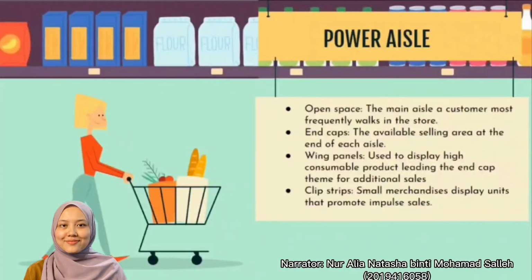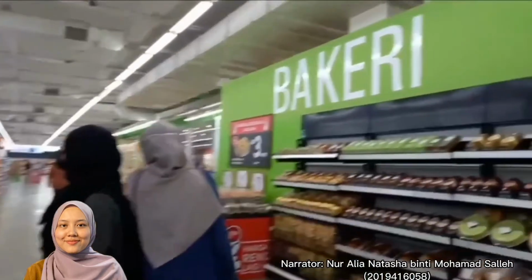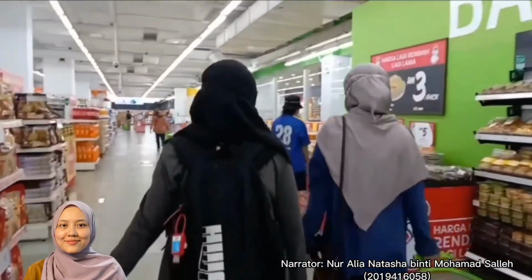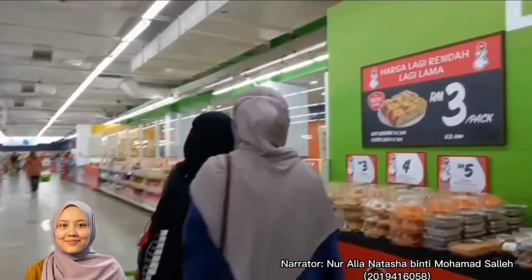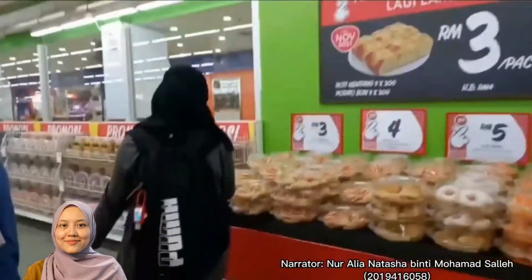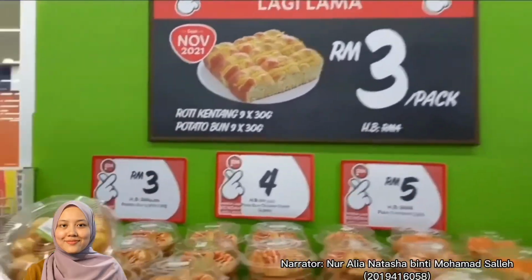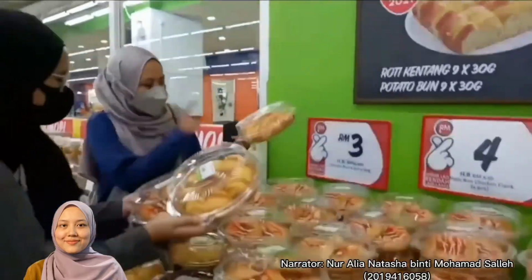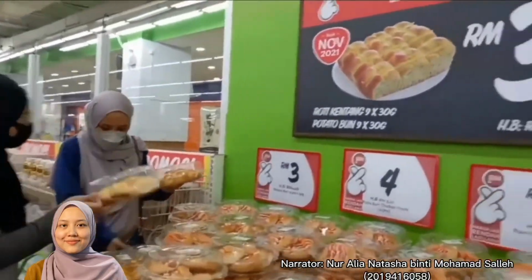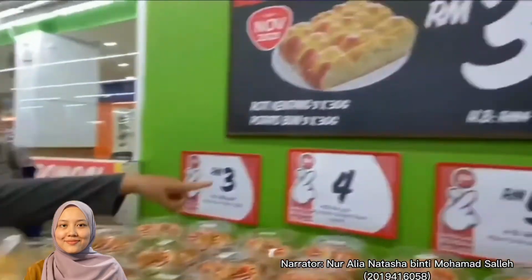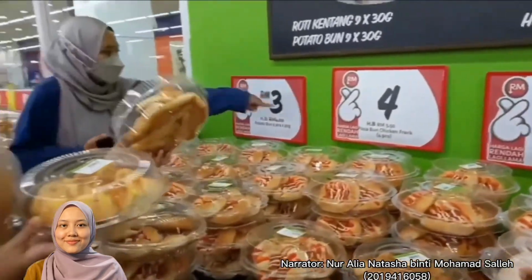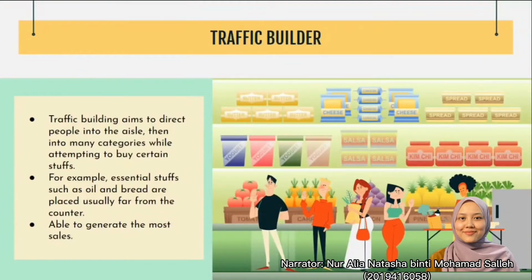Lastly, clip strip. Clip strips are small merchandise display units that promote impulse sales. The uses of clip strip are to sell complement or affinity product in an aisle, display new item, and create impulse cross merchandising. The benefits are to help associates with selling additional product and increasing transaction count, which also leads to the increasing of gross margin.